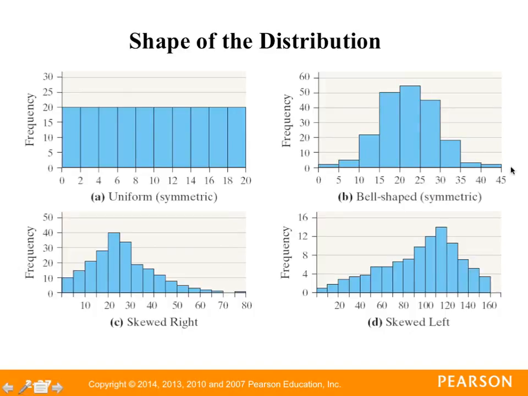If you look at this one, it looks pretty bell-shaped. It's also symmetric, but this one is a very different shape. This one has like a tail on the right, so we call that skewed right. And this one has kind of a tail on the left, so we call that skewed left.